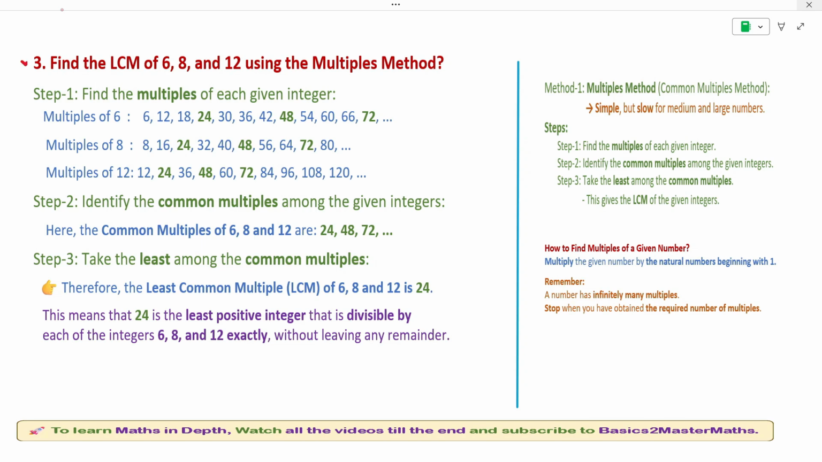Similarly, I have solved another question to find the LCM of 6, 8, and 12 using multiples method. It is self-explanatory. Please go through it.